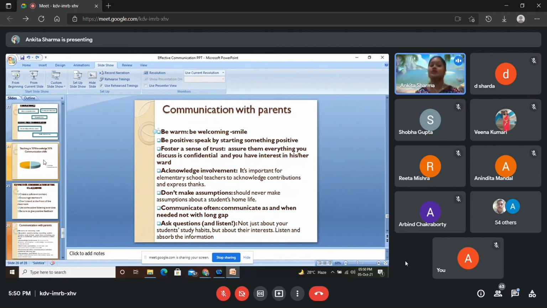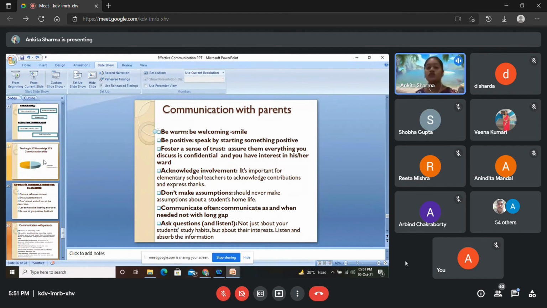And then is to foster a sense of trust. The parents have sent their children to us. They should trust us. And we teachers have to assure them that whatever we are discussing is confidential, it is only between the parent and the teacher, and we as teachers are interested in their child. So that is very important. We should communicate with the parents.